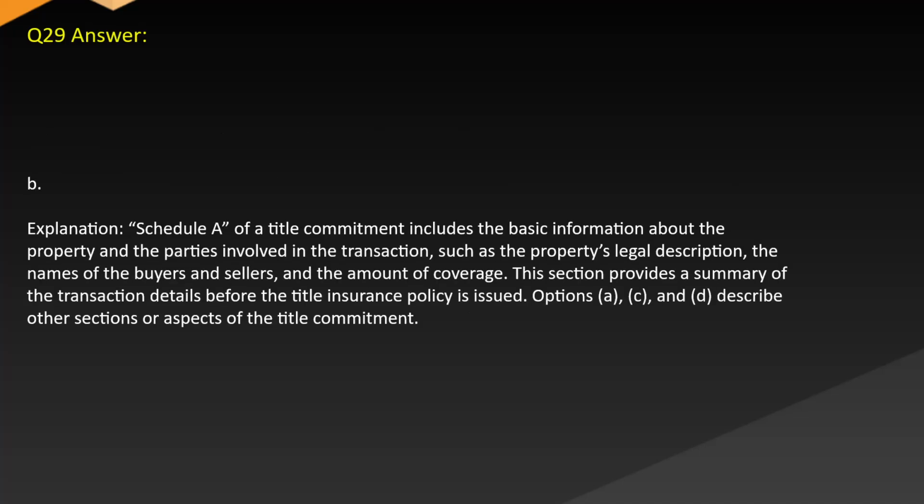Answer B. Explanation. Schedule A of the title commitment includes the basic information about the property and the parties involved in the transaction, such as the property's legal description, the names of the buyers and sellers, and the amount of coverage. This section provides a summary of the transaction details before the title insurance policy is issued. Options A, C, and D describe other sections or aspects of the title commitment.